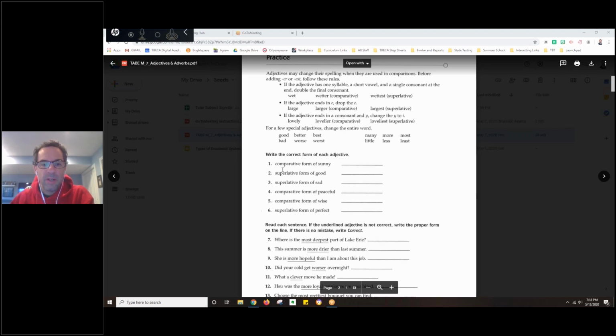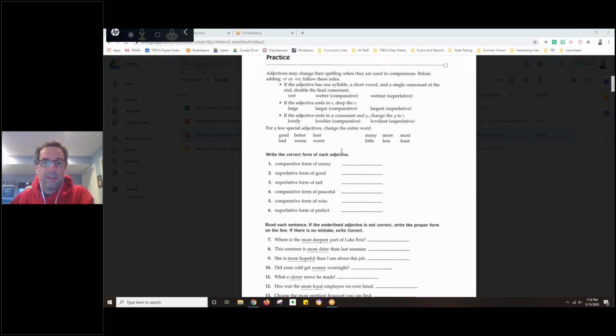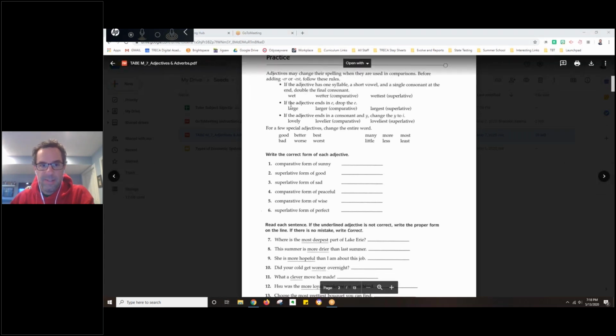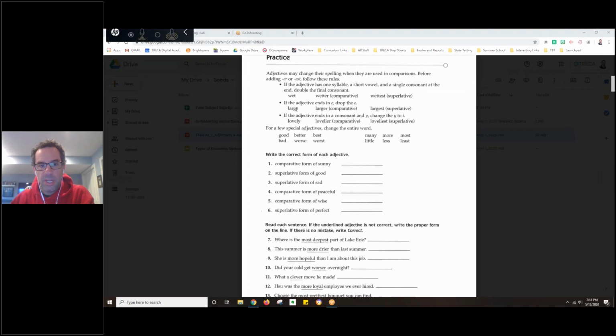So when we get down to number 1 through 6, it's kind of like following a rule book, and you have to go up and figure out what rule applies. The second rule is talking about if the adjective ends in an E, drop the E. That example is large. Large ends in E. And remember, we're doing comparative and superlative. Comparative is when we're comparing two things, and superlative is when we're comparing three or more.